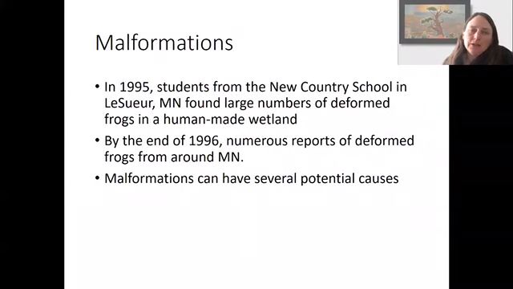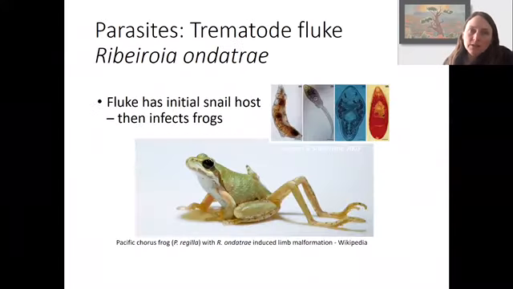And then there's just what are called malformations, which can be caused by a number of factors. So in 1995, students in Minnesota found large numbers of deformed frogs in a human-made wetland. They had multiple legs, they were missing legs in some cases. And by the end of 1996, there were numerous cases from all around Minnesota. And these malformations can have several causes. So one is a trematode fluke called Ribeiroia ondatrae, and it has an initial snail host that then infects frogs.